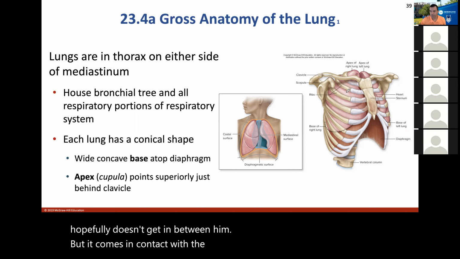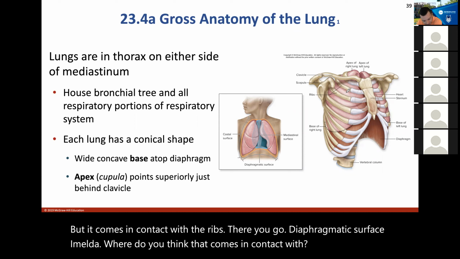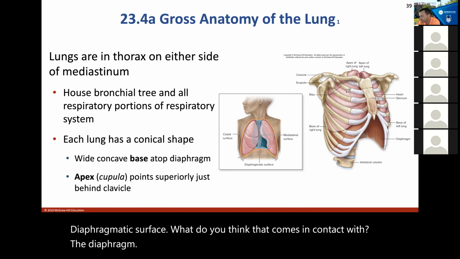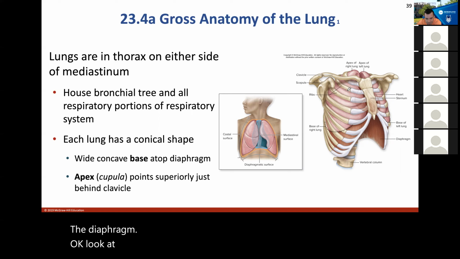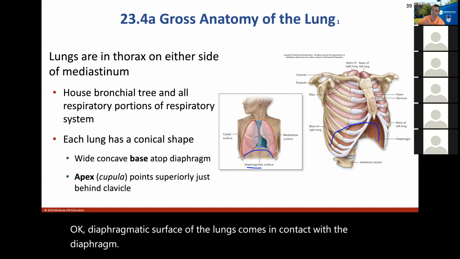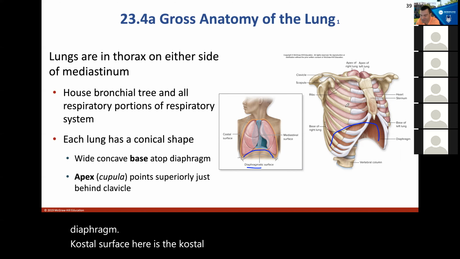There you go. Diaphragmatic surface. Imelda, what do you think that comes in contact with? The ribs. The diaphragm. Okay, look at the name. There's your diaphragm right there. Okay, the diaphragmatic surface of the lungs comes in contact with the diaphragm. Costal surface here. This is the costal surface of the lungs. Hell, maybe I should ask these questions on the exam.